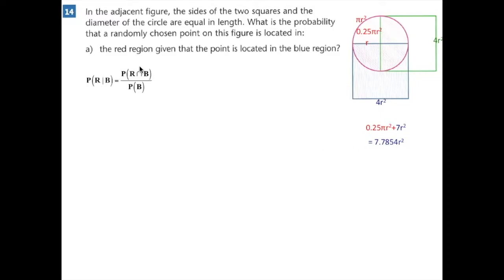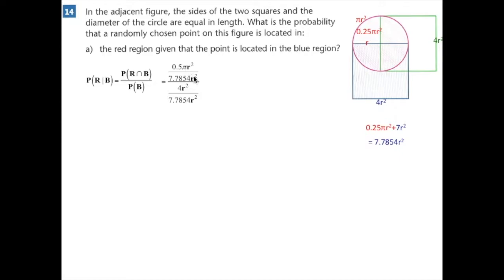They want to know the probability of picking a point that's inside the red region, given that it is located in the blue region. Right here, this is in both red and blue. This is in red and blue, and it's also in the green, anywhere in here. The probability of red given blue is the probability of red and blue. So what's the only part that's red and blue? Right here. So this is red and blue. That's going to be half your circle, 0.5 pi r squared.